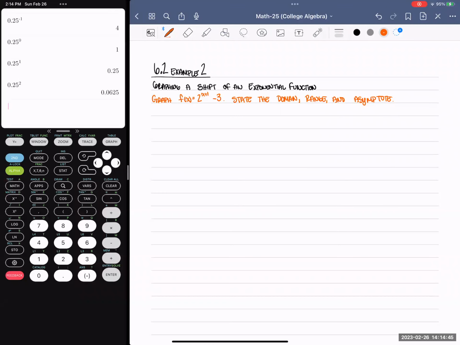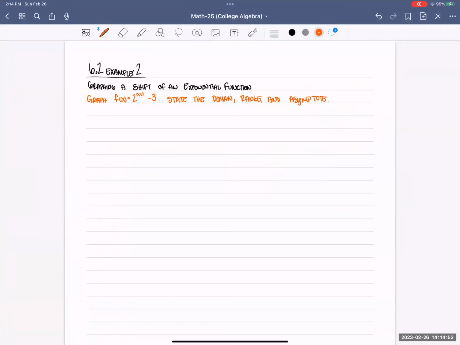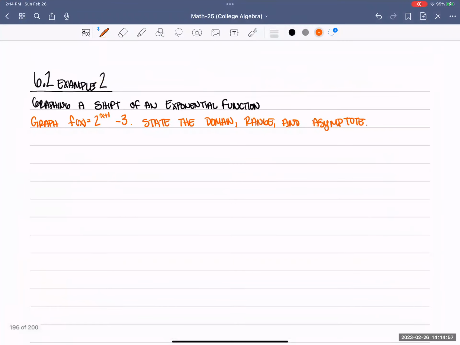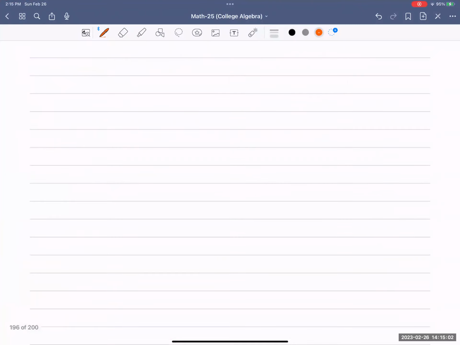Section 6.2, example 2, graphing a shift on an exponential function. So graph f of x is equal to 2 to the x plus 1, minus 3. State domain, range, and asymptote. Let's do a little recap really quick.